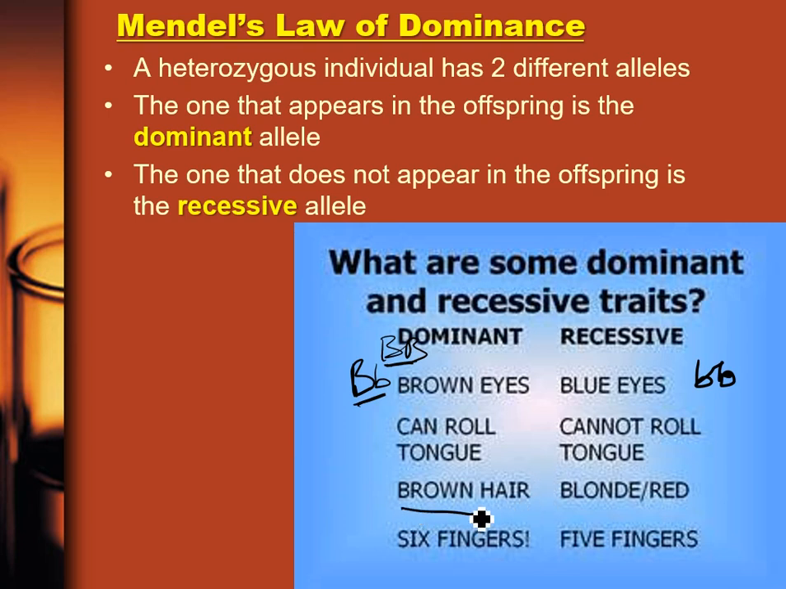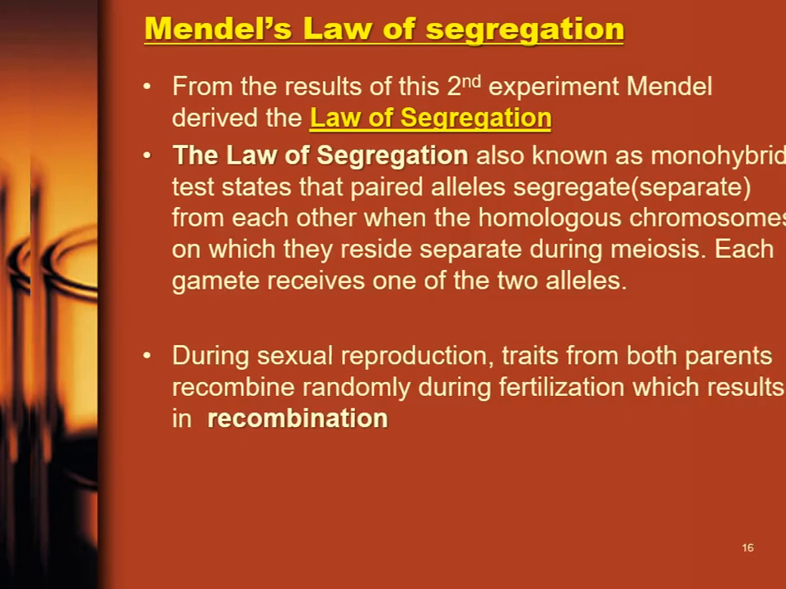Now, I also have brown hair. Some have blonde or red. There are some with six fingers, some with five fingers. Six fingers is usually dominant, but it's very rare. Okay, so anytime the gene for six fingers shows, it always manifests. So that's the first law.